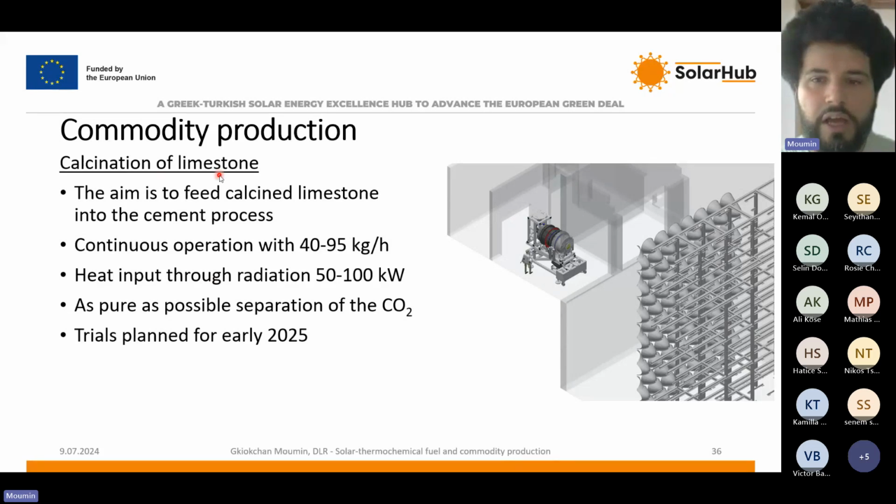So we want to calcine limestone itself only, the main reactant of the cement raw meal, and feed the calcined limestone to the cement process. We plan a continuous operation of 40 to 95 kilogram per hour. You can see here a visualization in the simulator I've shown before. We expect heat input of 50 to 100 kilowatt. And we want to separate the CO2 as pure as possible, because this is a significant amount of the limestone. It is actually 44% of the mass. The trials are now planned for early 2025.